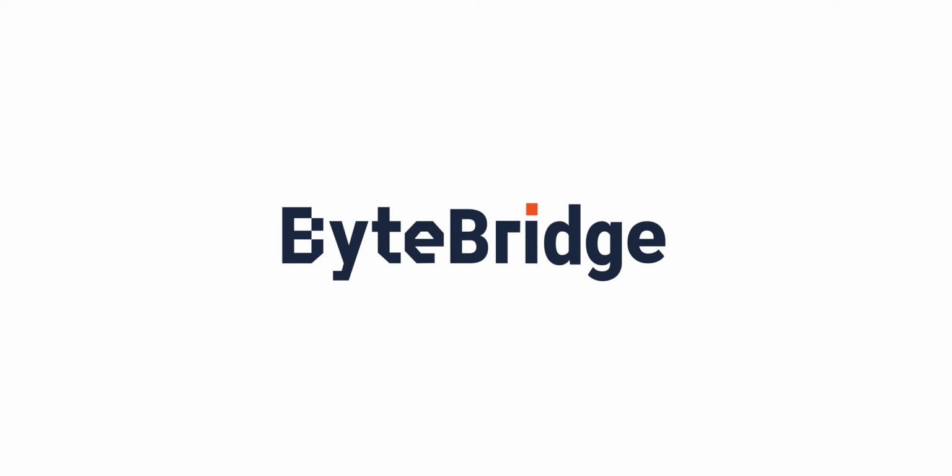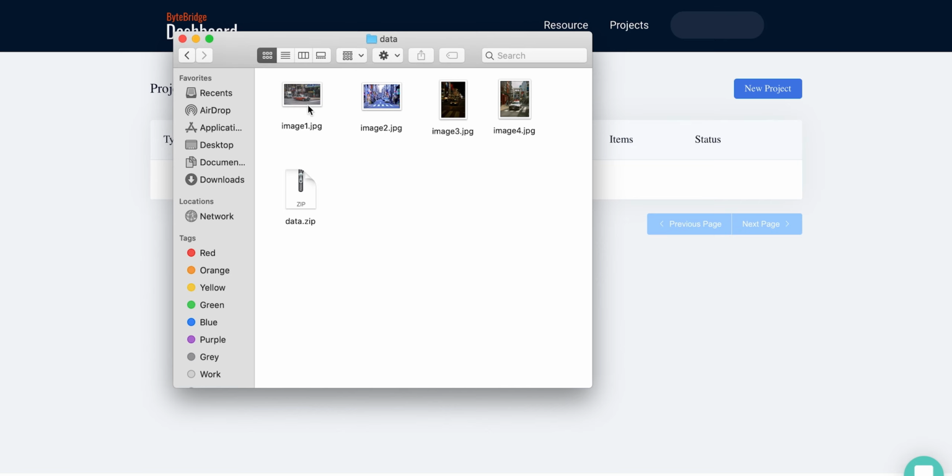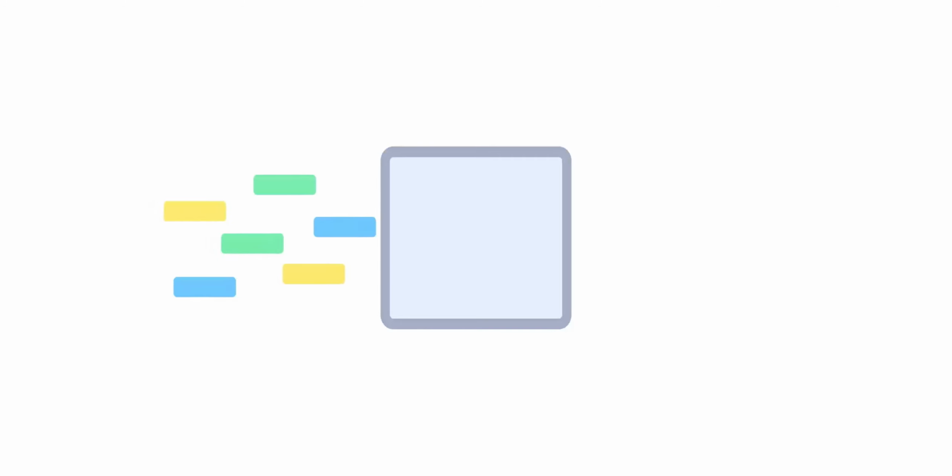In this video, I will show you how to create the workflow for preparing training data using the bounding box and classification template. Let's consider a scenario where we want to build a car license plate reader. We might have some images that are captured from traffic cameras, and we want to train a model to first recognize the license plates and then classify them by color.